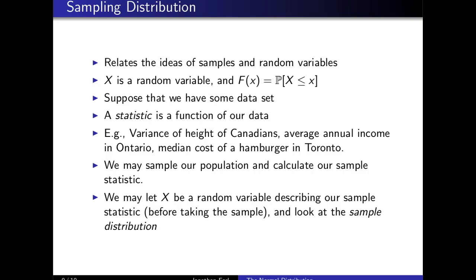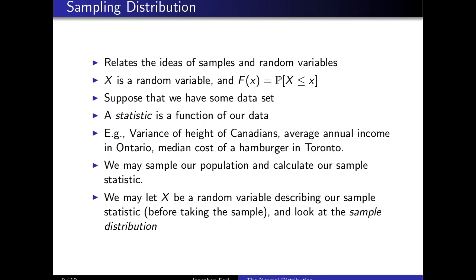And suppose that we have the data set that our random variable X is based on. We could take a statistic to be some function of our data. So maybe we're looking at the variance of the height for all of the people across Canada, or we want to look at the annual income for people in Ontario and take the average of that, or we could take the median cost of a hamburger in Toronto. We could take the 25th percentile of blue jean sizes in Hamilton. We could take pretty much anything you can imagine. And what we could do is take a sample of our population and then calculate the sample statistic.